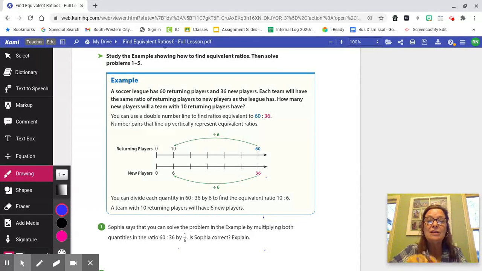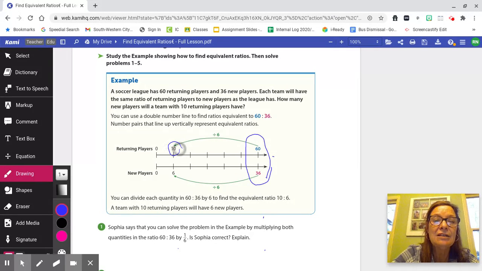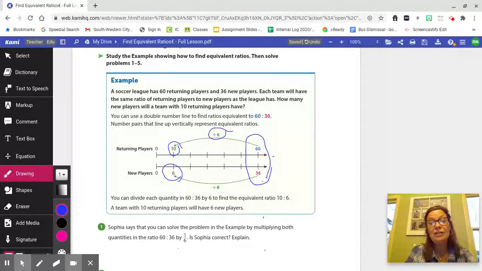So we know we've got 60 to 36, and we need to make returning players 10. So what did we do? We divided by 6. So I'm going to divide 36 by 6, and I get 6. You can divide each quantity in 60 to 36 by 6 to find the equivalent ratio 10 to 6. A team with 10 returning players will have 6 new players.